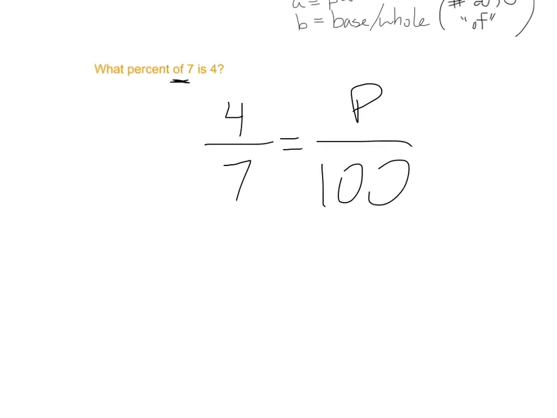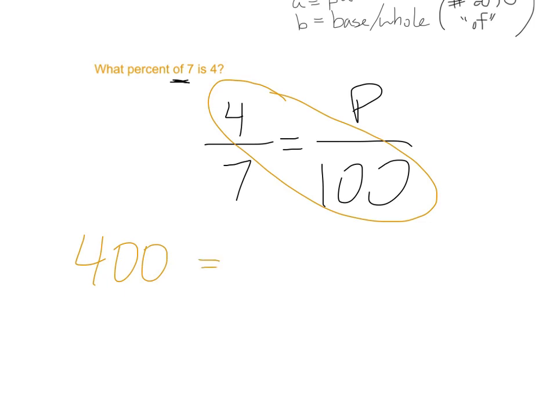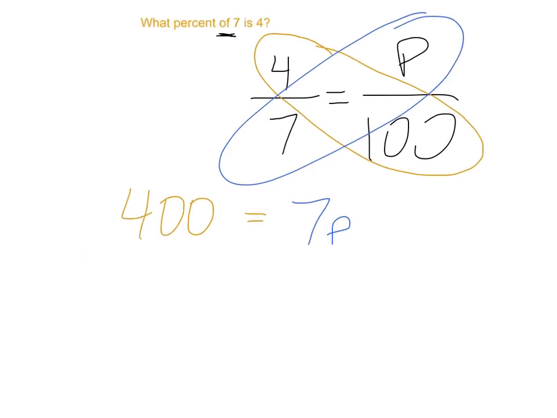So how can we solve something like this? Well, can I mental math it? It is a proportion. How do I go from 7 to 100? I actually don't know that off the top of my head, so I can't really mental math. So let's go ahead and butterfly. Let's take 4 times 100, get 400, equals 7 times P, or 7P. Lastly, we're just going to divide by 7 and divide by 7. P is going to equal 57.142, so let's just say 57.1.